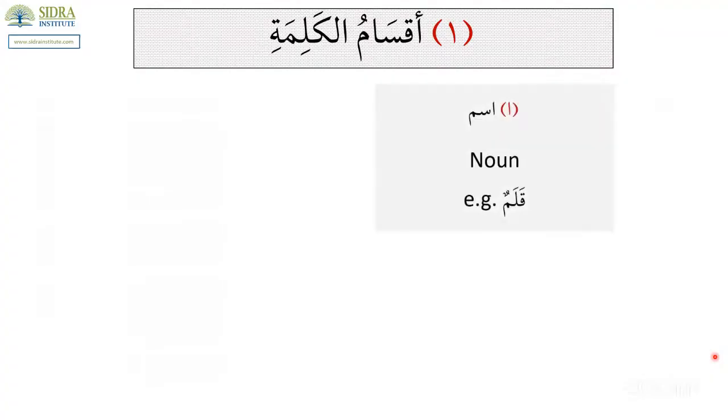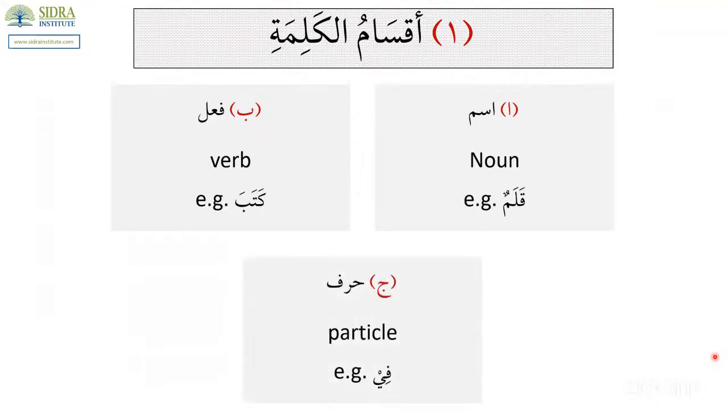First, in Arabic, a sentence can comprise a noun. A noun in Arabic is known as ismun. For example, we have the word qalamun, which means a pen. Also, a sentence can consist of a verb. For example, kataba, which means wrote. And also, a sentence can be made up of a harf, a particle. For example, the word fi. So these are three types of words we will definitely find in any sentence in Arabic.